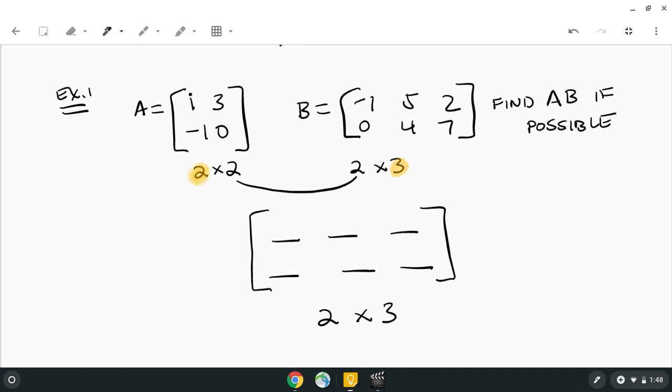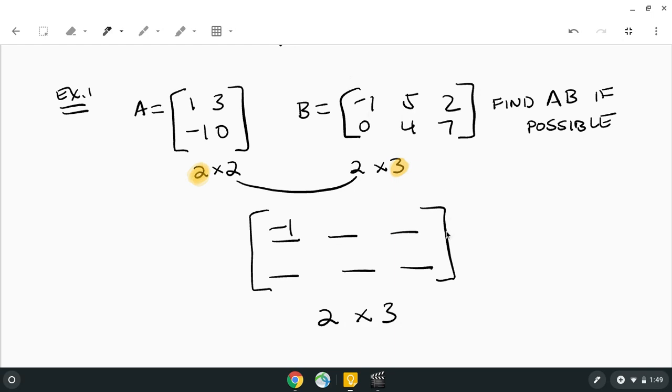So this first element with this first element, the second element with the second element, and that will give me my answer here. Okay, so 1 times -1, that's -1. Hold that in your head. 3 times 0, that's 0. And go ahead and combine those answers in your head. So that's -1 and 0. -1 and 0 is -1. So that's how you get that one.